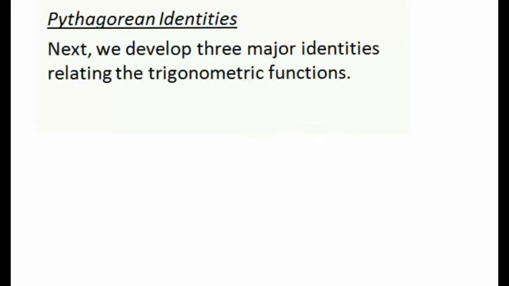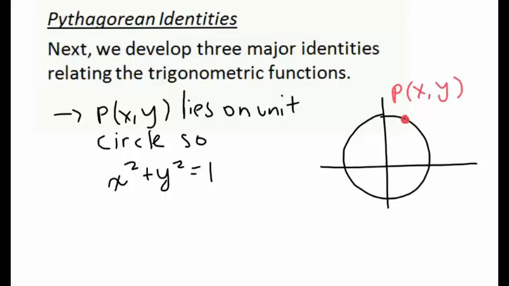Next, what I want to do is develop three major identities that we're going to use quite a bit in the upcoming chapters. And again, it has its origin in the idea of the unit circle. Let's take a terminal point, P, x comma y. Since we know this point lies on the unit circle, it must satisfy the relationship x squared plus y squared is equal to 1. But we know from one of our slides earlier that we can replace x with cosine of theta, and we can replace y with sine of theta.